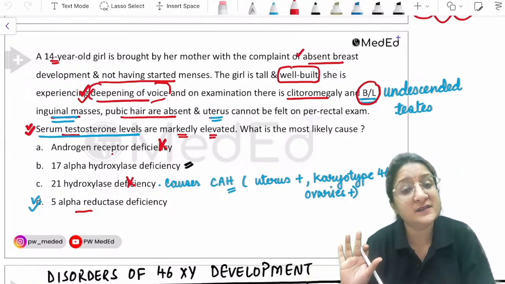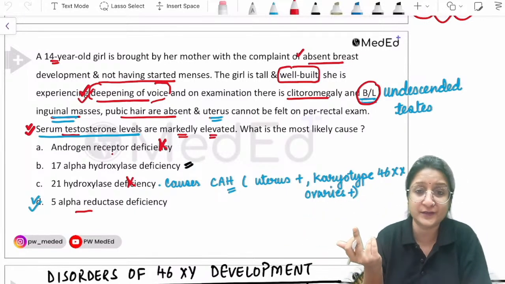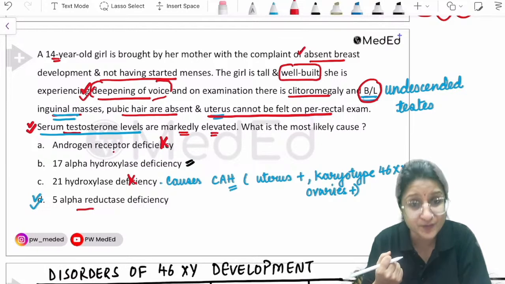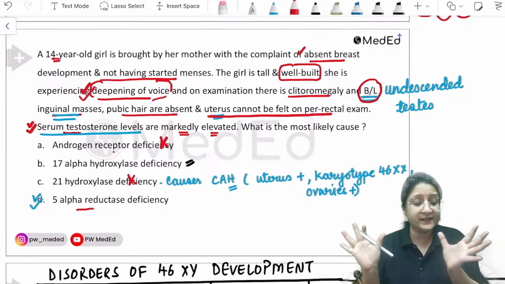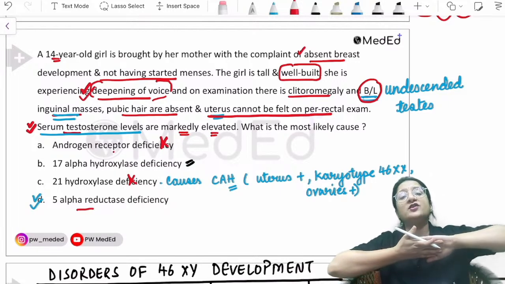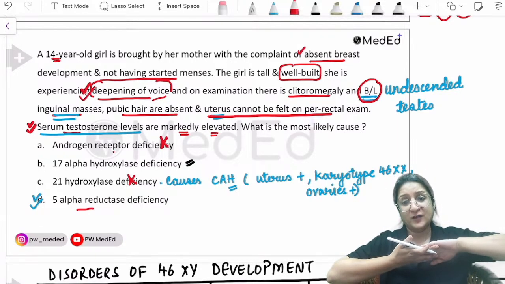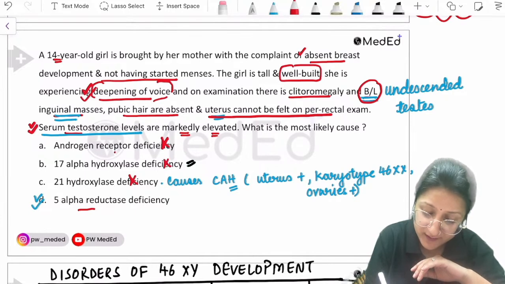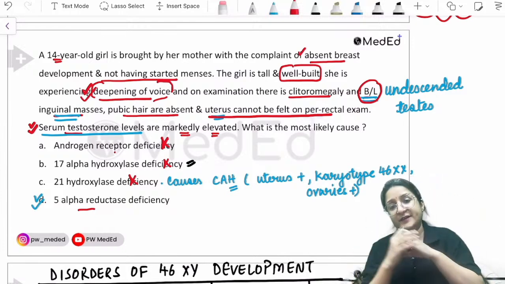Like I told you, it can't be congenital adrenal hyperplasia because the uterus should be present in congenital adrenal hyperplasia. They're saying the uterus cannot be felt on perirectal examination, so probably the uterus is absent. So that ruled out congenital adrenal hyperplasia for me. 17 alpha hydroxylase deficiency: if there is 17 alpha hydroxylase deficiency, then there are no androgens being synthesized. So there should be no androgen effects also. So that rules out 17 alpha hydroxylase deficiency for me. Then I have to think about androgen receptor deficiency and 5-alpha reductase deficiency.